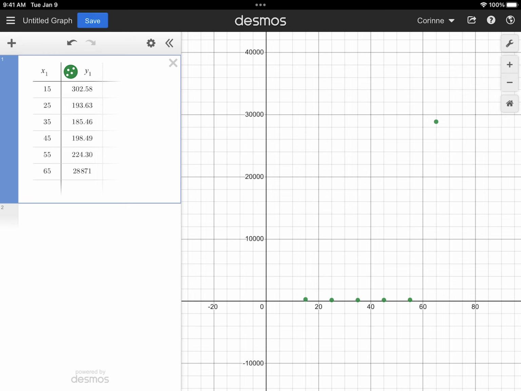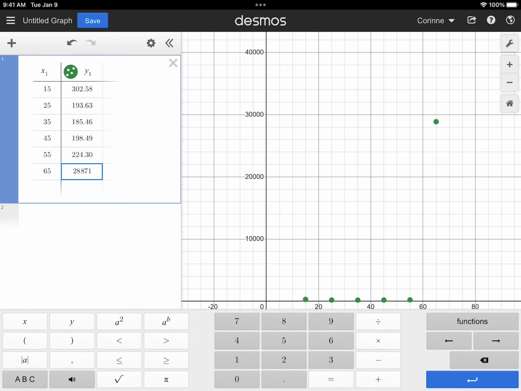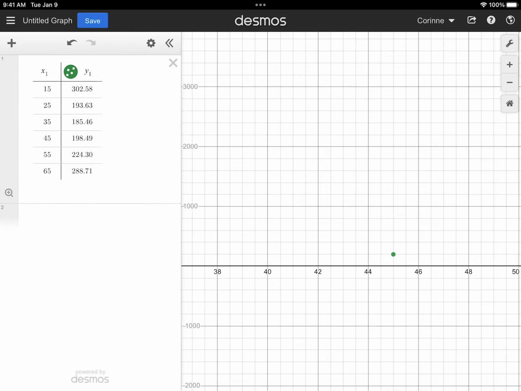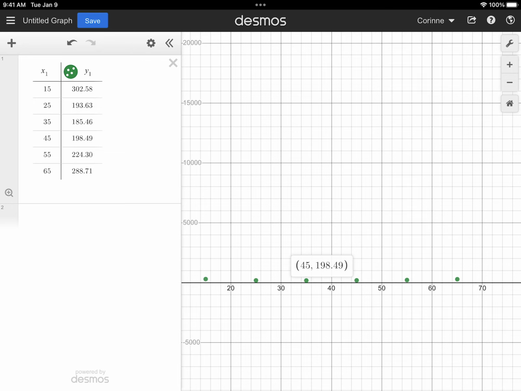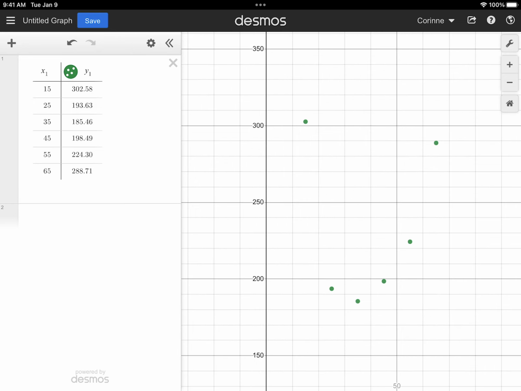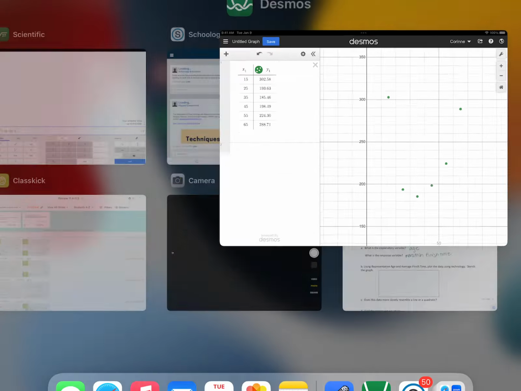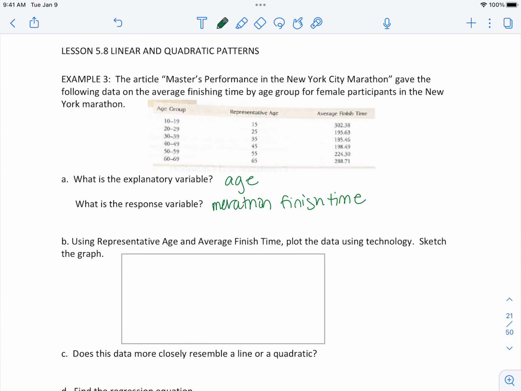And I think we're going to need to spread this out a little bit more. Oops, I'm missing a decimal point. There you go. Let's try again with the magnifying glass. There we go. And so now if we're looking at the data, if we're trying to decide if this looks more linear or more quadratic, this definitely looks like a parabola. So let's fill that in. And we're going to draw a sketch.